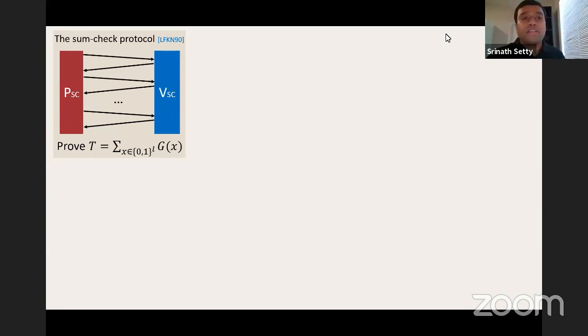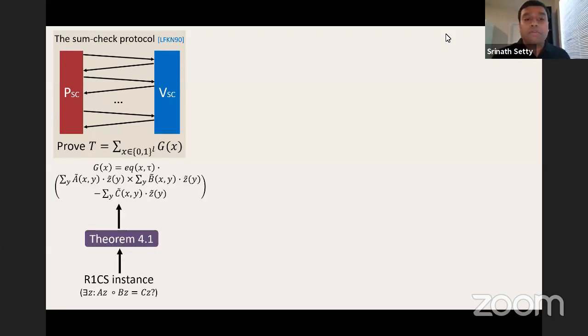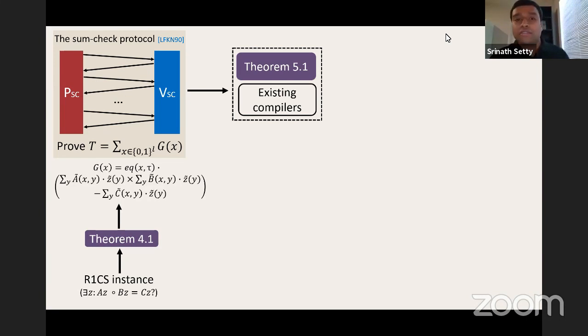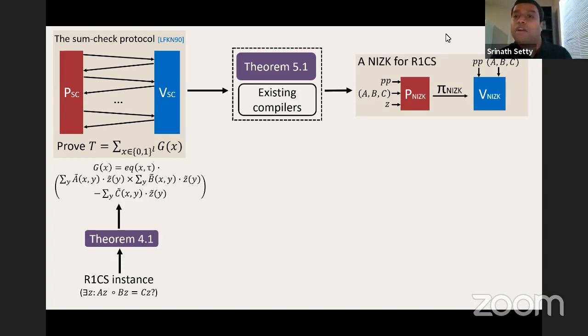So the foundation of Spartan is the sum check protocol, which is an interactive proof system for proving that a polynomial sums to a target value T over some Boolean hypercube. But Spartan is interested in proving the satisfiability of circuits. So in the paper, we provide a reduction from R1CS instances to sum check instances, where R1CS generalizes arithmetic circuit satisfiability. We then design a set of techniques in conjunction with existing compilers to transform the sum check protocol into a non-interactive zero knowledge proof system for R1CS. Here, both the prover and the verifier take as input some public parameters and the description of the circuit, which is denoted by this triple ABC.